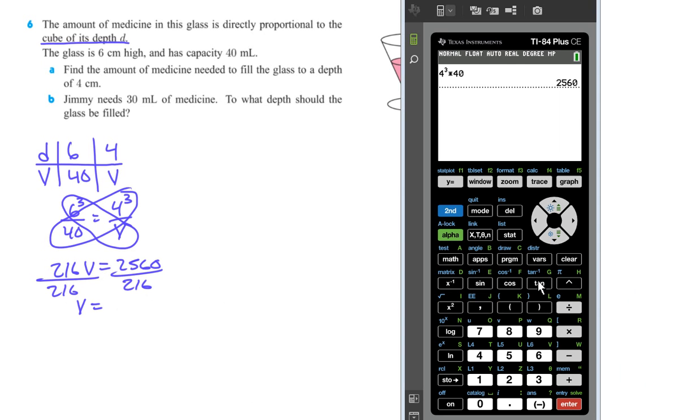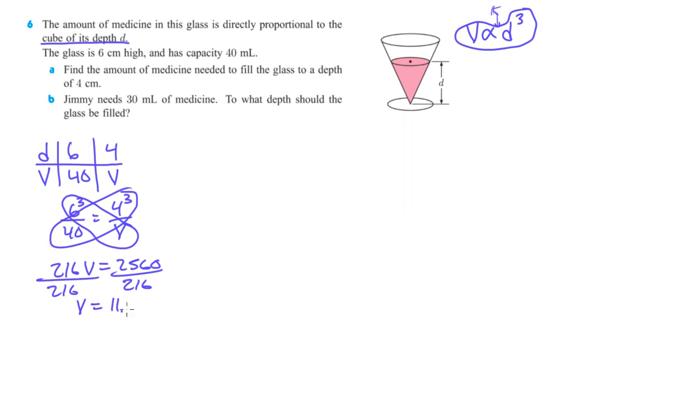So we're going to take our 2560 here, divide it by 216, and we get 11.85. 11.85 is going to be our volume here for part A. Then for part B, Jimmy needs 30 milliliters of medicine. Now I'm just going to rewrite what we had over here, d over v.